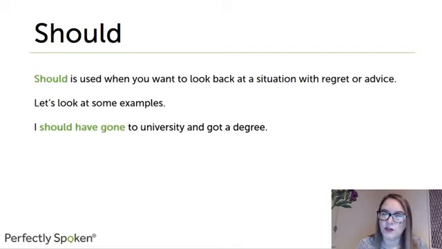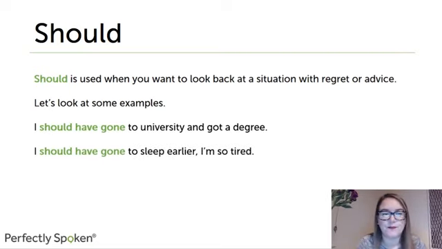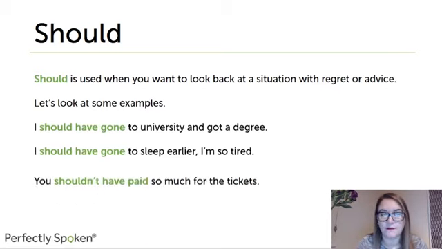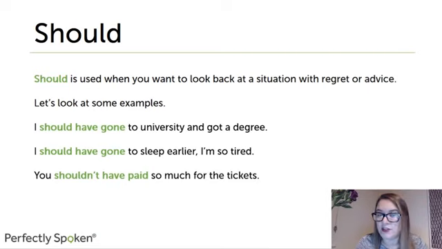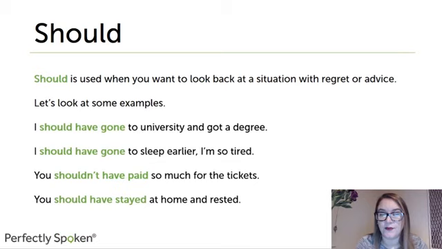Again, let's look at some examples. I should have gone to university and got a degree. You didn't, but looking back at your life, you think, I should have done that. There's regret or advice. I should have gone to sleep earlier. I'm so tired. You shouldn't have paid so much for the tickets. And you should have stayed at home and rested.